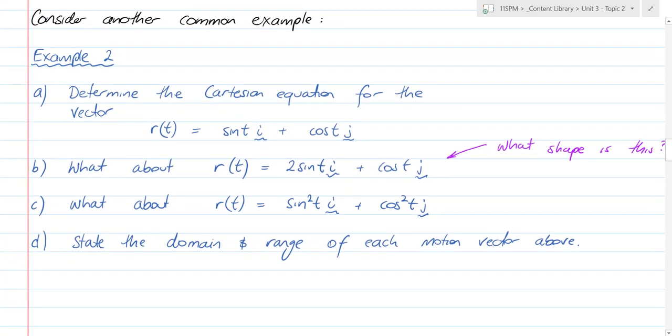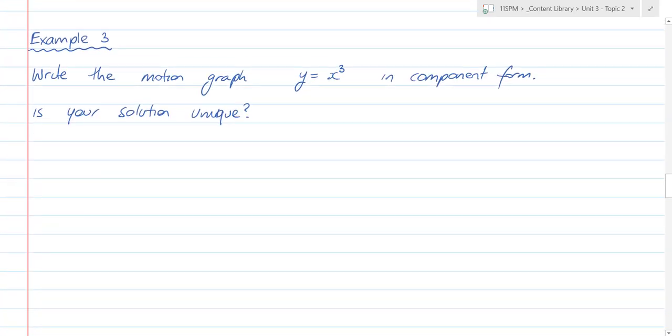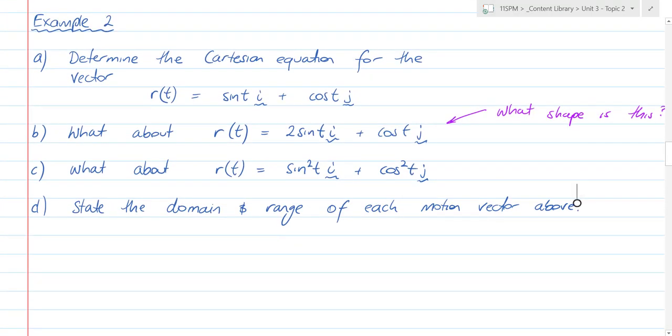And so if there's no questions, I don't think there is, let's consider another example. Example 2, and then I'll do example 3, then I'll stop. Example 2. Determine the Cartesian equation for the vector r(t) equals sin t i plus cos t j. So at the moment it's in parametric or component form. We want to determine the Cartesian equation, which means we have x against y to represent that position vector. So for A, we have r(t) is equal to sin t i plus cos t j.